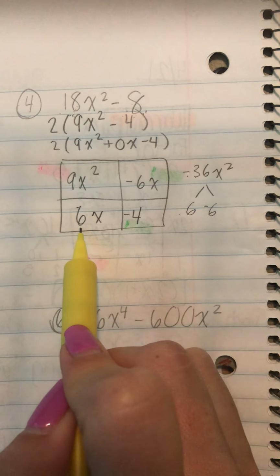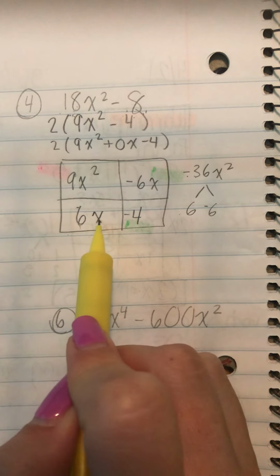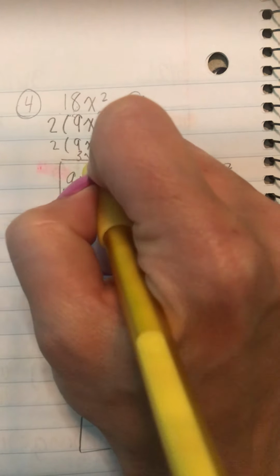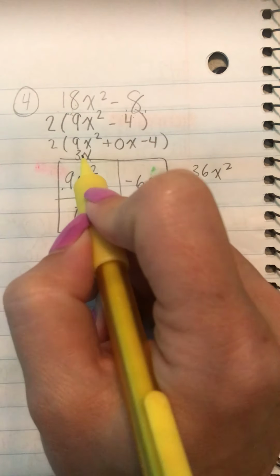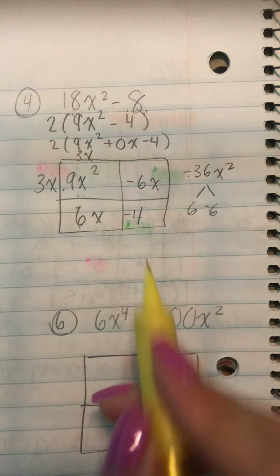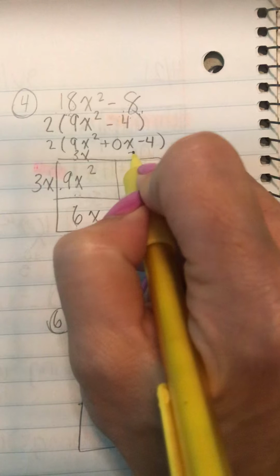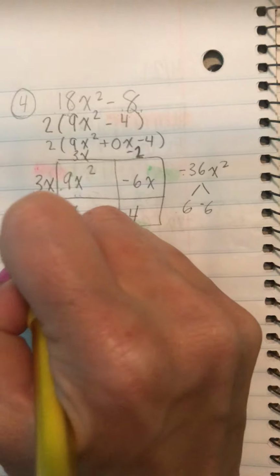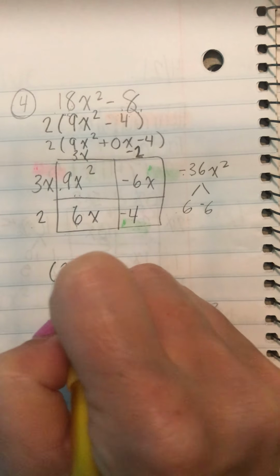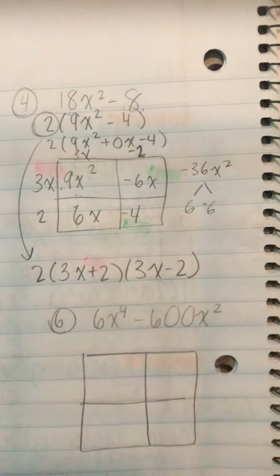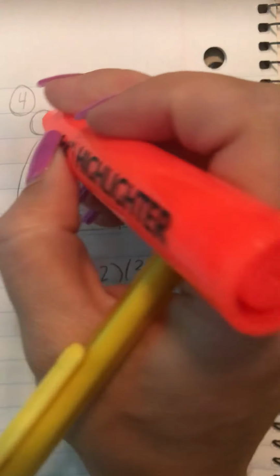So my first column, 9 and 6. Well, 2, 3, and 6 can go into 6. Can 2 go into 9? No. Can 3 go into 9? Yes. I'm going to pull out a 3x. So if I pulled out a 3x there, a 3x is going to go there as well because 3 times 3 is 9. Now, -6 and -4, -2. And then this one would be a 2 as well. So I've got 3x plus 2 and 3x minus 2. Not done because I need to bring down my greatest common factor of 2.